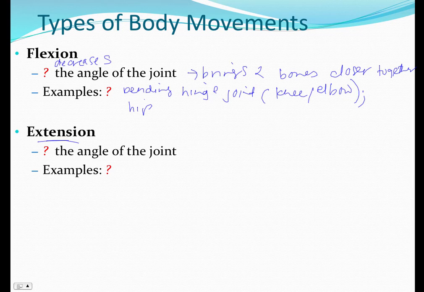Extension, so here we're flexing, we're decreasing the angle. Here's normal or 90 degrees, we're decreasing that angle. In extension, we're increasing that angle. So if you can imagine going larger than 90 degrees, we're increasing the angle of the joint, and of course this is pretty much the opposite of flexion. An example is when you straighten out your elbow or your knee. If you extend beyond 180 degrees, this is called hyperextension.